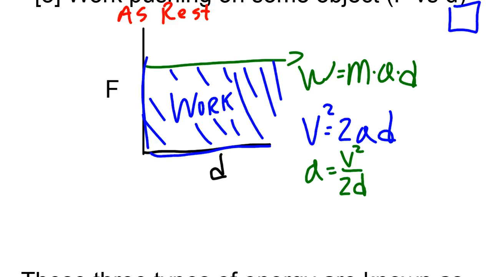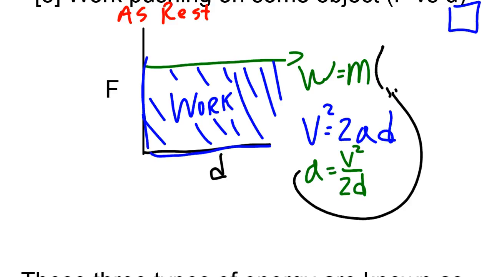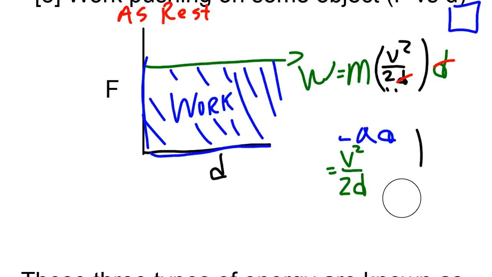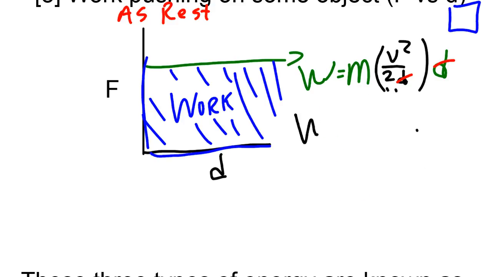Well, now that we have this expression, we're going to plug that into here for our work. And when we do so, we see the following happening. The work equals the mass times this whole term, velocity squared divided by 2 times the displacement, times the displacement. Notice how the displacement terms cancel out. And what we're left with is the work equals 1/2 mass times the velocity of the object squared.